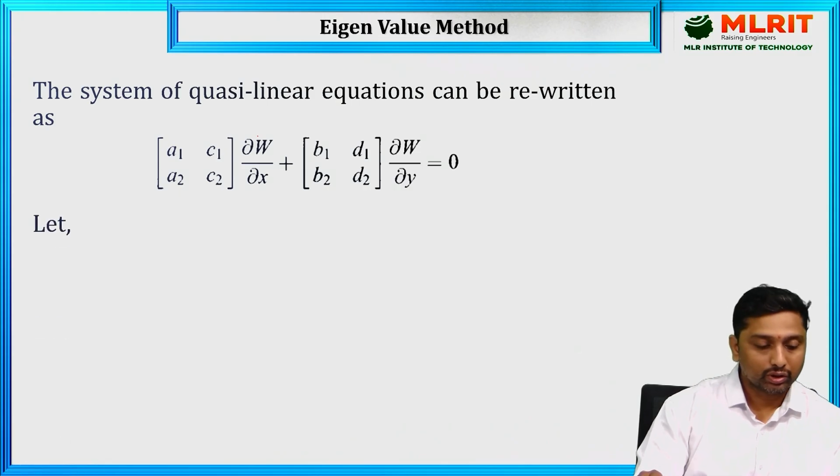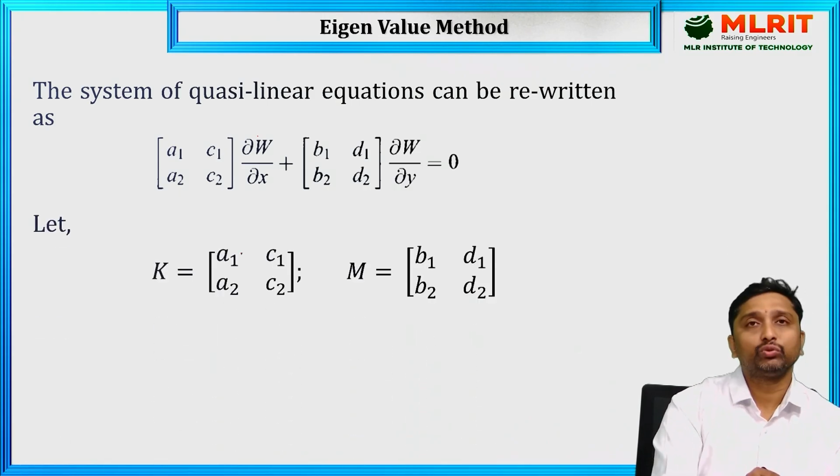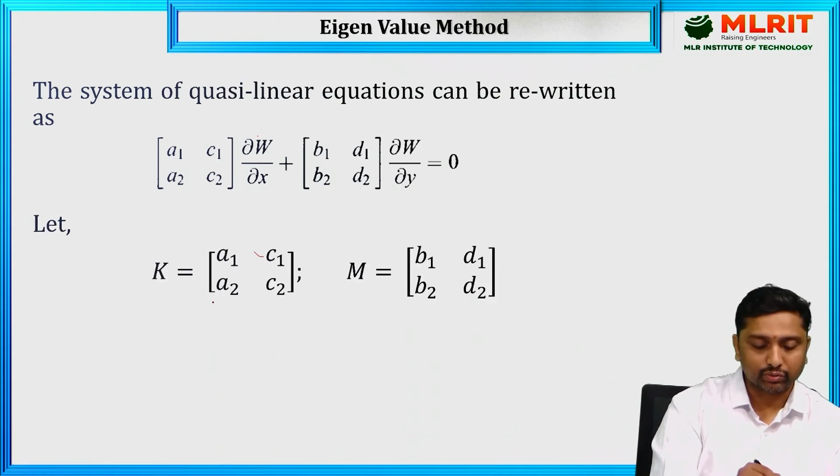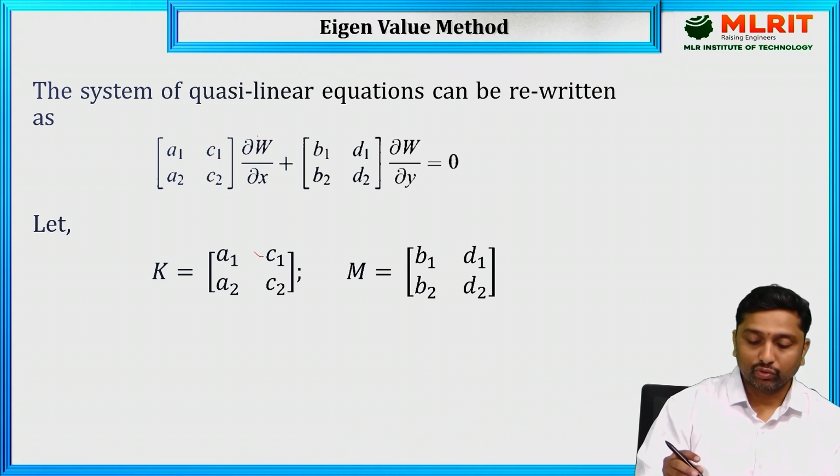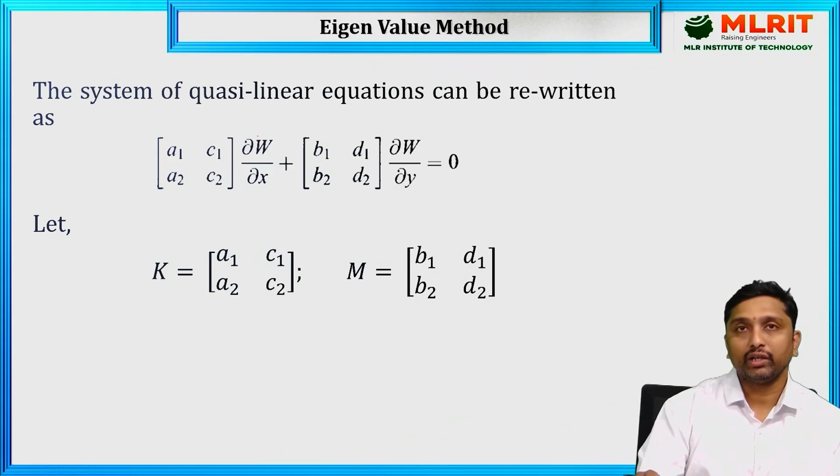Now let K equal the matrix a1, c1, a2, c2, and M equal the matrix b1, d1, b2, d2. Now let us try to find out the coefficients. To do that, let me find out the inverse of K.